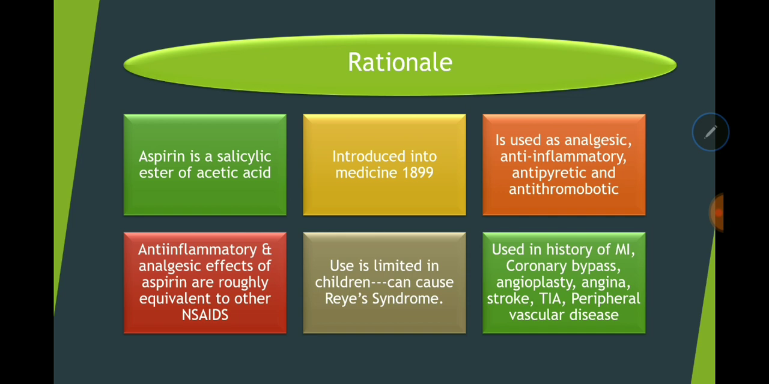If somebody has an MI, meaning with suspicion of a blood clot, and you want to give a blood thinner, so antithrombotic, aspirin is effective in doing that. It also decreases inflammation, which is very good, and is the reason it's good to use in MI. MI meaning myocardial infarction. It's also anti-inflammatory, and the anti-inflammatory and analgesic effects are roughly similar to those of other NSAIDs.